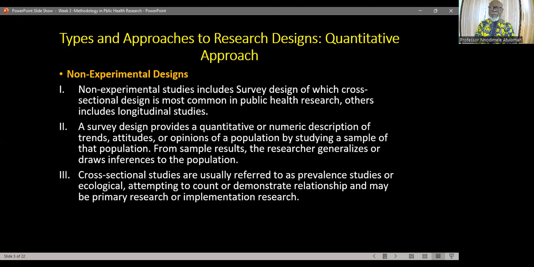Typical of cross-sectional studies, typical of observational non-experimental design. You can have cohort studies, case control, and all of that. They are just observational. A survey design provides a quantitative or numeric description of trends, attitudes, and opinions of a population by studying a sample of the population.